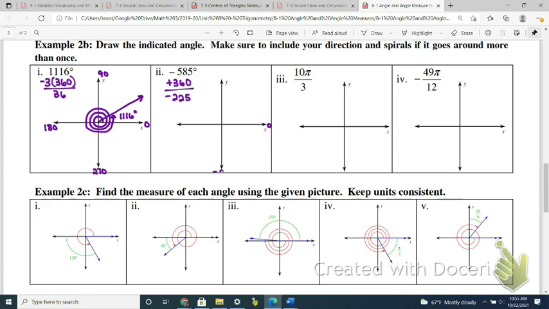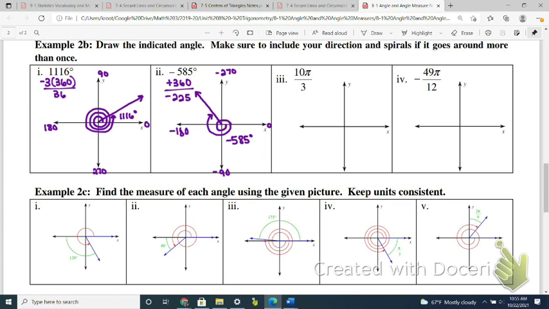0, negative 90, negative 180, and negative 270. So we will go in a negative direction, 1 complete spiral, and then 225 degrees is right here. So I'll continue my spiral around till I get to there, put my directional arrow, and I will put a negative 585 degrees.